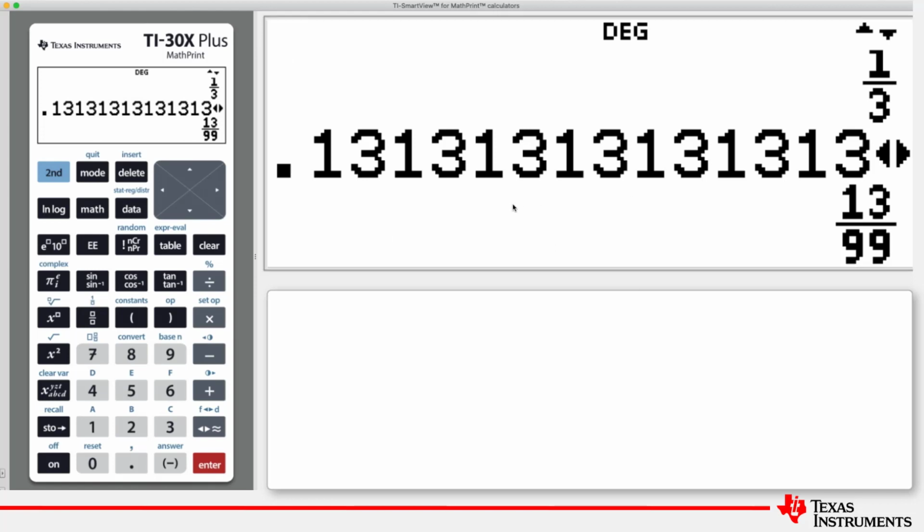And as we can see here, with a very long recurring decimal such as this one here, the calculator approximates this to 13 over 99.